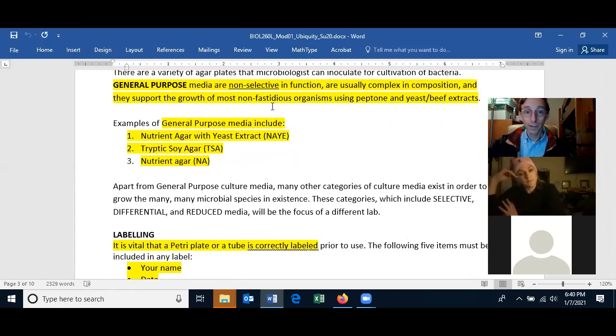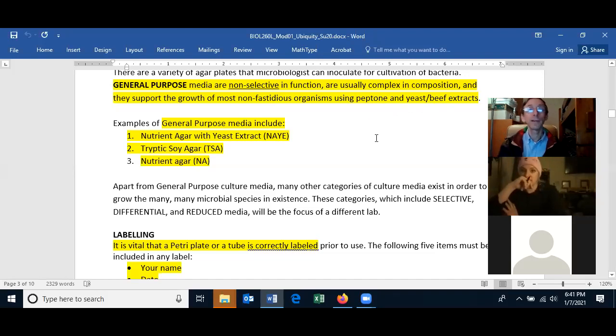Okay? A general purpose media often simply have peptone, we'll talk a little bit more about that later, and yeast and beef extracts in them to give the nutrients for the microorganism to grow. Any question about any of that?